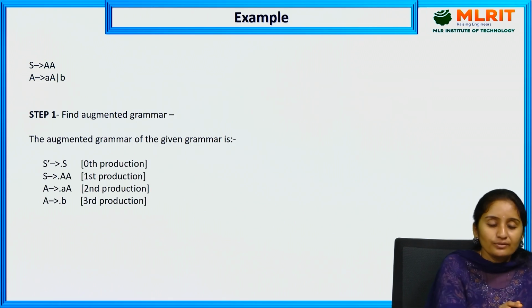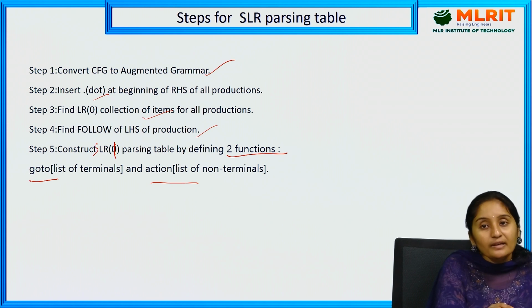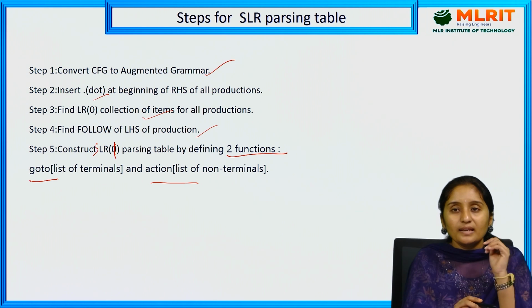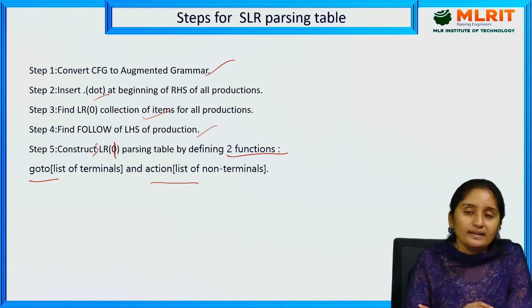So we are going for the example. The first step is to take the context-free grammar. Next, the context-free grammar is converted into augmented grammar. Then insert dots at the beginning of the productions and find the LR(0) items. Next find the follow for the given grammar, and then construct the SLR(1) parsing table by using the two functions.